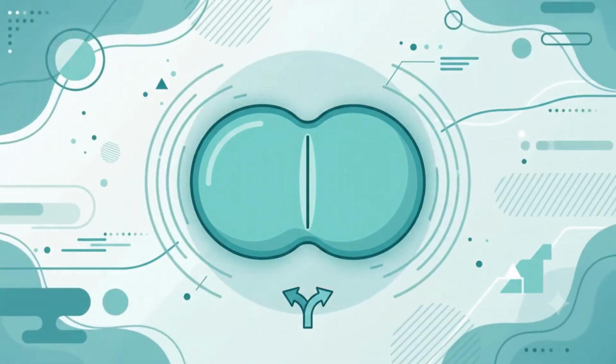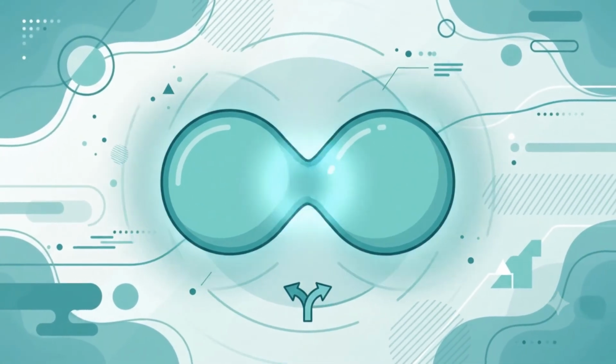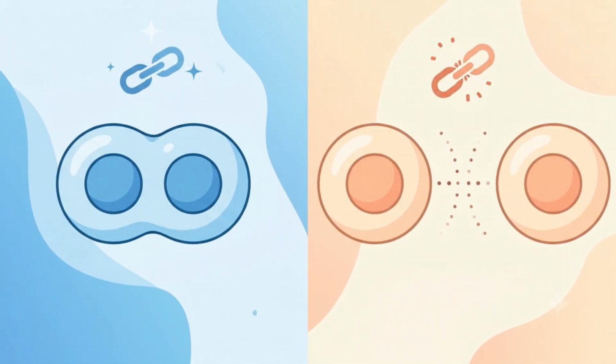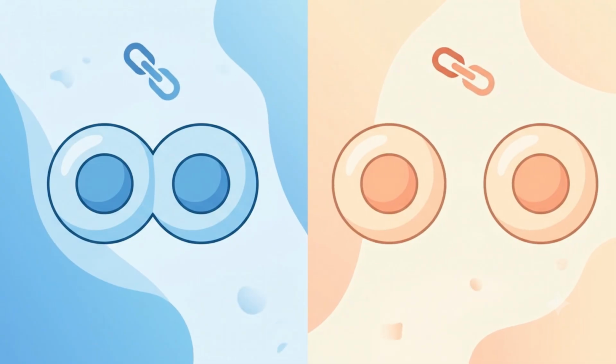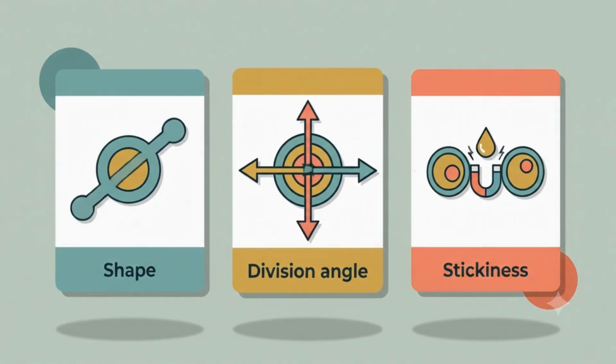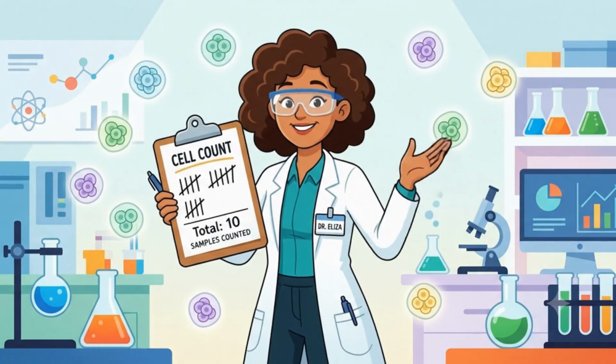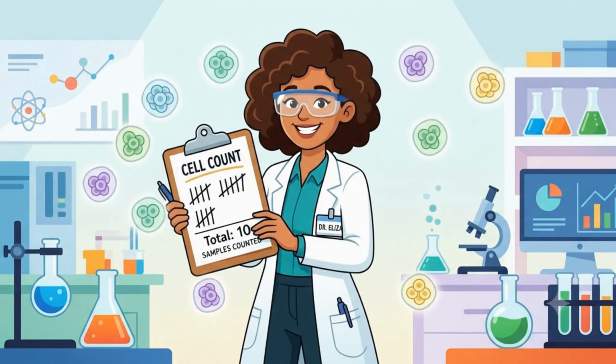The secret? After dividing, every cell makes one choice: stick together or split apart. That choice tells everything. 3 things decide it: shape, division angle, and stickiness. Challenge: count how many of these 10 you already know.